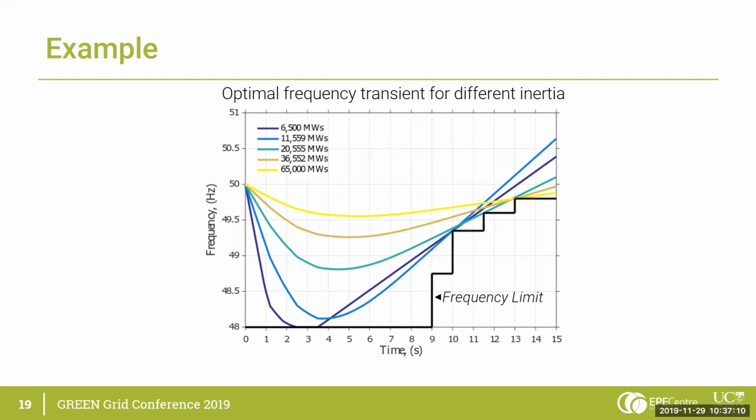So you can see for small inertia situations, the frequency drops very quickly and therefore requires a fast response from all the reserve providers, whereas when the inertia is very high for this optimization, it is the later frequency limits that become the binding constraints.